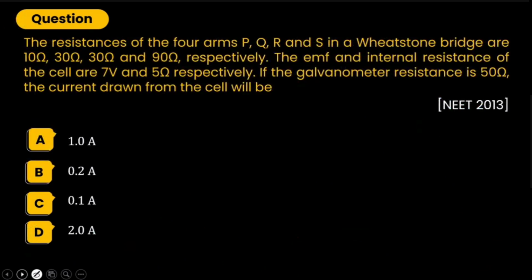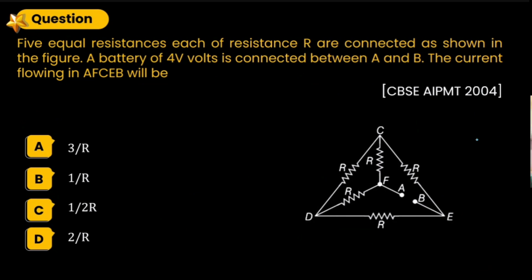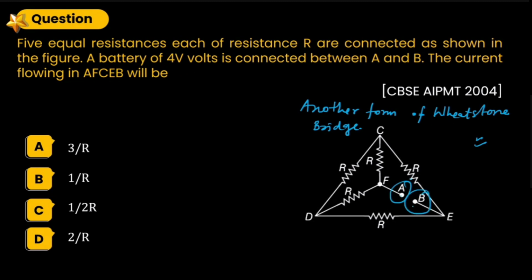So again we have a question. You can try that question. There are so many questions which are being asked here. This is something we can try. This is another form of Wheatstone Bridge. If you just put these 2 points A and B in the farthest position, you will find the circuit would look like this.